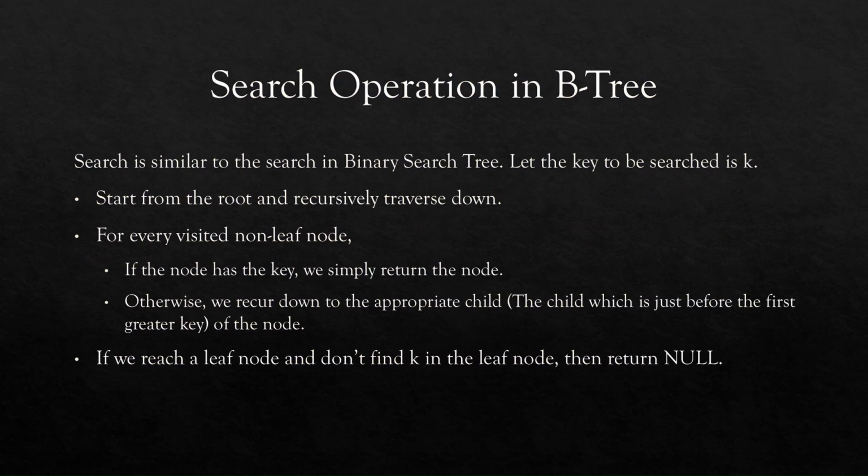As these points represent, it starts from the root and recursively traverses down. For every visited non-leaf node, if the node has the key, we simply return the node. Otherwise, we recurse down the appropriate child, the child which is just before the first greater key of the node. If we reach the leaf node and we don't find the required element, it will return null.